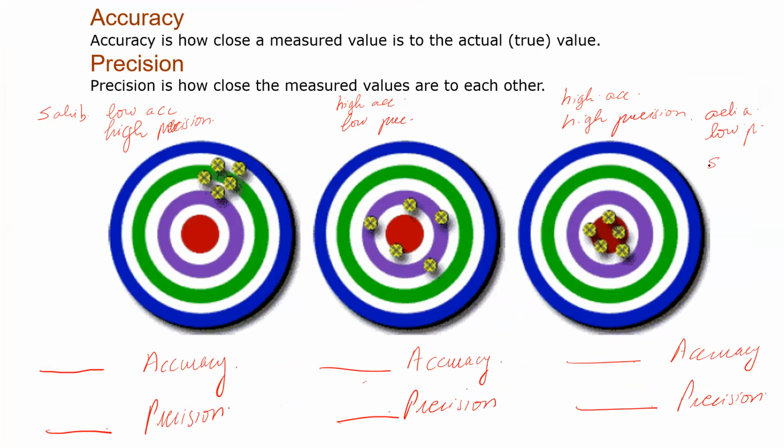Ma'am, in the second one, accuracy is low and precision is also low. Saul thinks it's low and low. Right? Acha. Anyone else who would like to give an input?